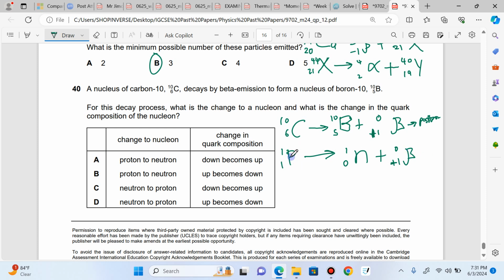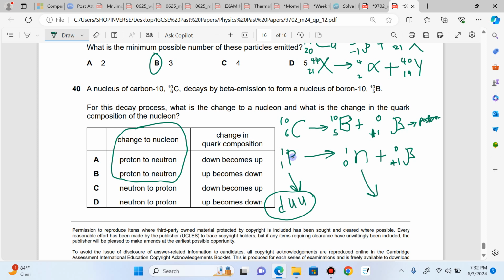What is the composition of a proton? Now, what change happened to the nucleon? That means a proton has changed to a neutron. That is what has happened. Okay, a proton has changed to a neutron. Now, what is the makeup of a proton? A proton is a down, up, up quark. That is what makes up a proton.